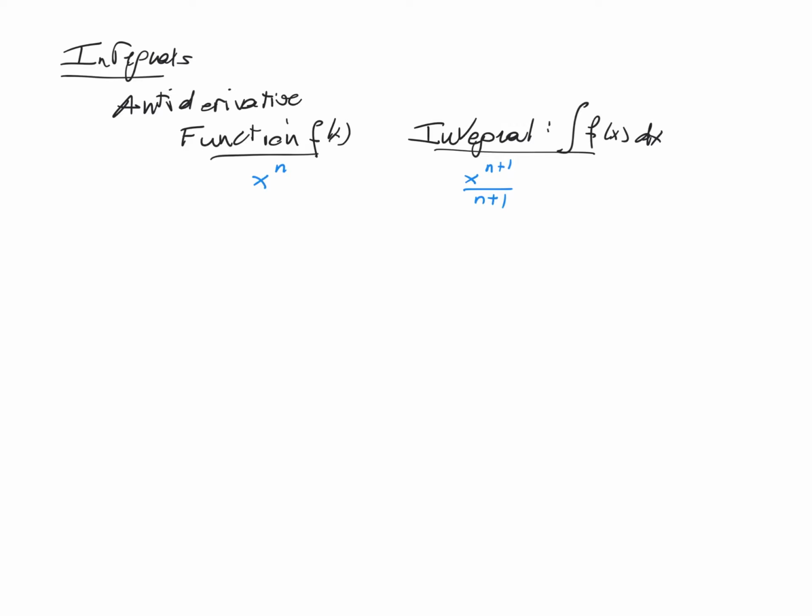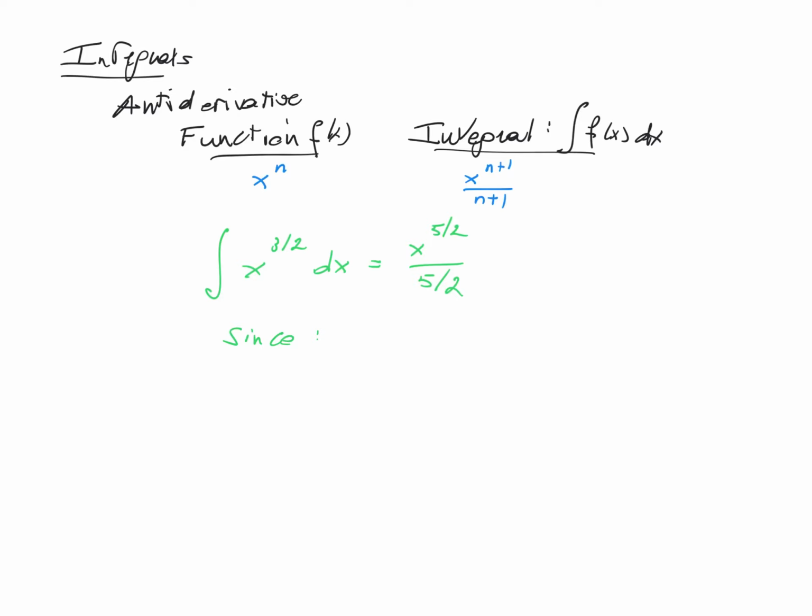Now why is this? Let's take a look at the following example. Let's say that my function x to the power n is x to the power 3 over 2. I then want to calculate the integral of this function. According to the formula, it would be x to the power n plus 1. So it's x to the power 3 over 2 plus 1, which is 5 over 2, divided by 5 over 2.